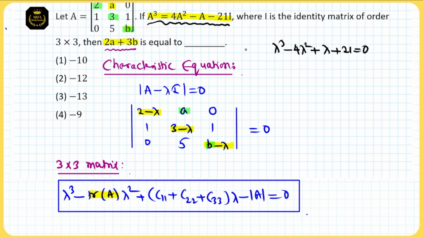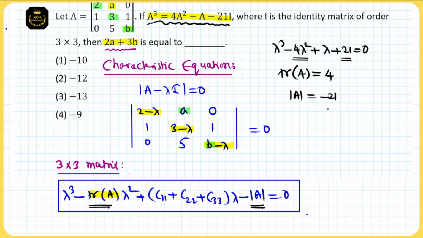And if you compare with this standard format, you can see that the coefficient of lambda square must be minus trace of A. The coefficient of lambda square is minus 4, so from there we'll get trace of A equals 4. Similarly, the constant term is minus determinant of A, and the constant term is 21. So that means the determinant of this matrix A must be minus 21.